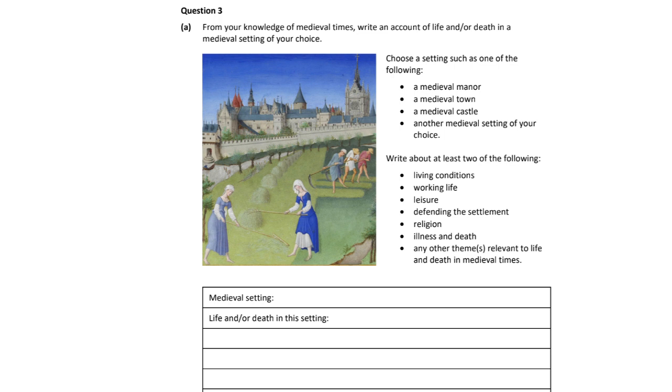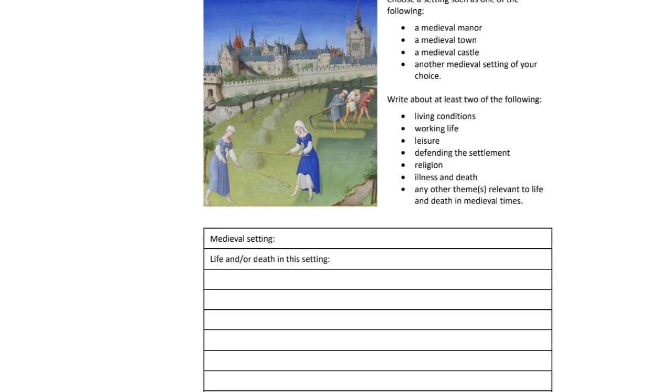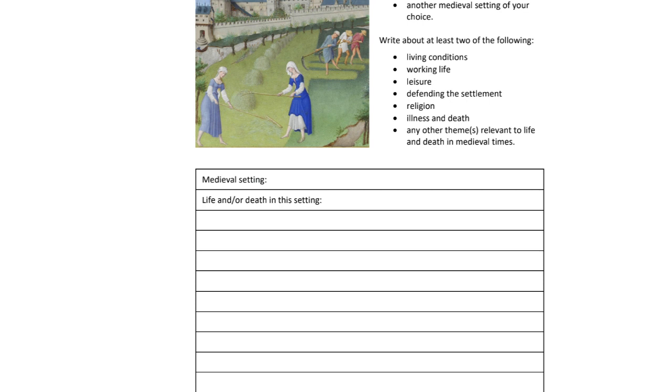So for example, they want you to write about life and death in medieval times. That's just the Middle Ages. And they want you to write about life and death in a setting, so you name your setting. You could say a medieval town, for example. So what were living conditions like in a medieval town?